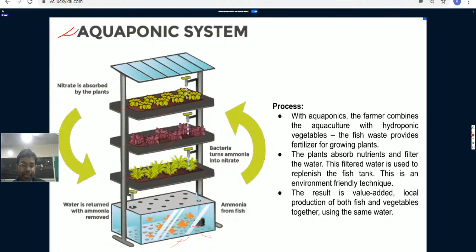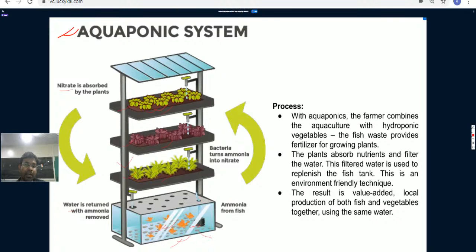Here we have 3 levels. Those nutrients are supplied to the plants, and the plants absorb the nitrates. Those nitrates are used by the plants, and water is returned with ammonia removed. I have already discussed that nitrate conversion happens. Whatever ammonia is produced is removed from a similar tap over here, and they again go to this particular tank. So aquaculture practice is done, then hydroponics practice is done.